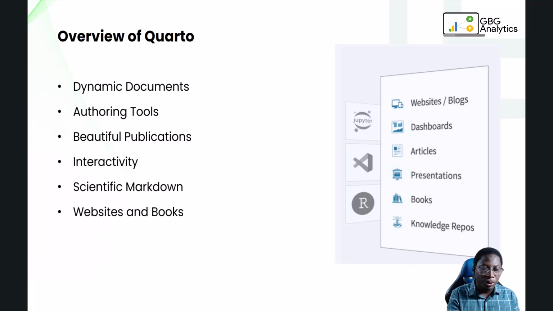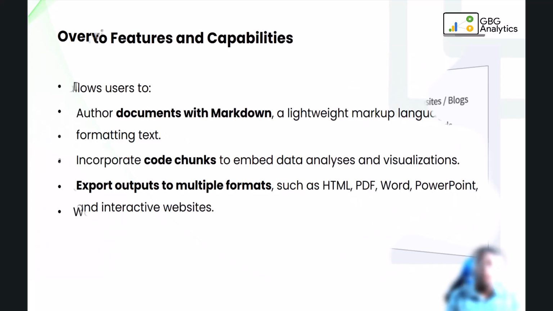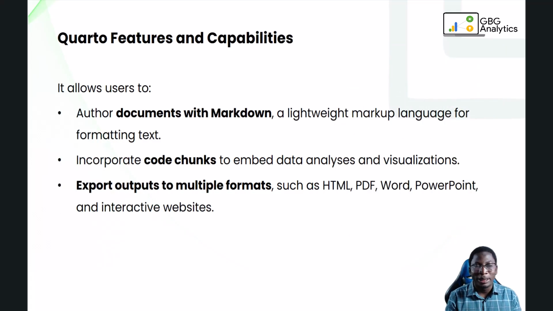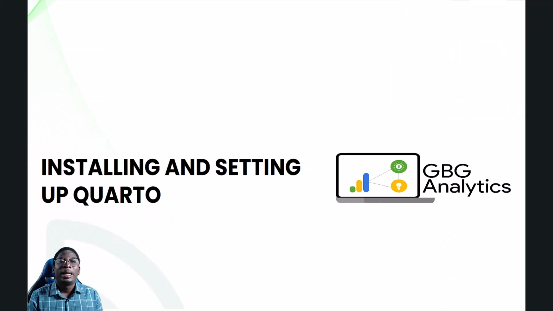You can also create books and manuscripts in both print format, for example in PDF or MS Word, and even in online format using HTML and EPUB. Quarto is the next generation publishing system built on the foundation of R Markdown. You can author documents with Markdown or even incorporate code chunks to embed data analysis and visualization. After that, you can even export your output to multiple formats such as HTML, PDF, MS Word, PowerPoint, or even create interactive websites. Now let's see how to install and set up Quarto.